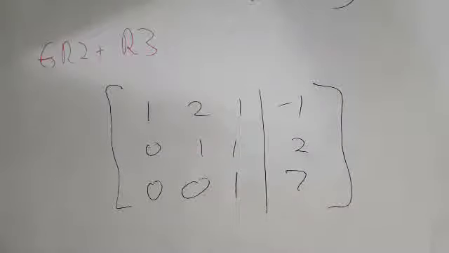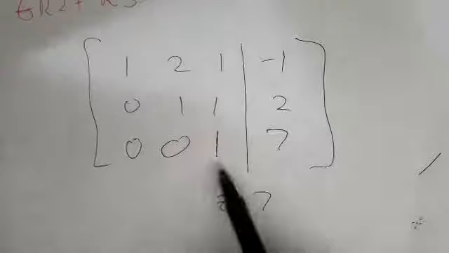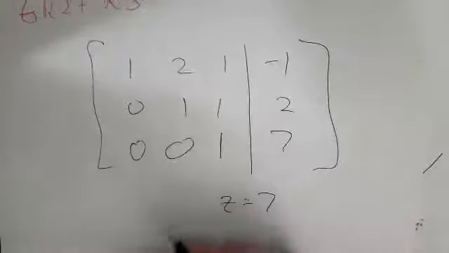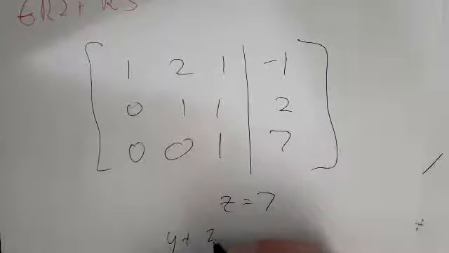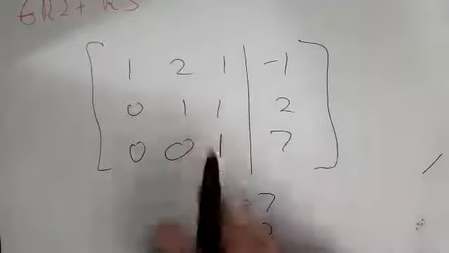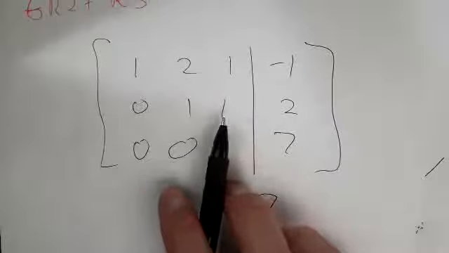Okay. Well, so we got Z is 7. Yeah, I usually like to do a little bit backwards. What it means. Here it says Z equals 7. This says what? Let's see here. Y plus 7 equals 2. Y plus what here? What is this one? 7. Because Z is 7, right?